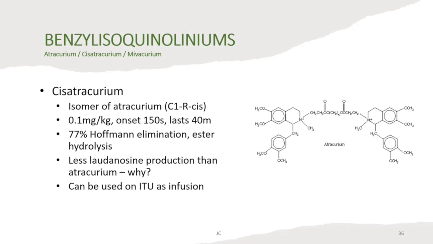Cisatracurium, along with atracurium, can be used on ITU as an infusion. This is because it doesn't matter if your kidneys or your liver are failing, so it can be quite good in multi-organ failure.